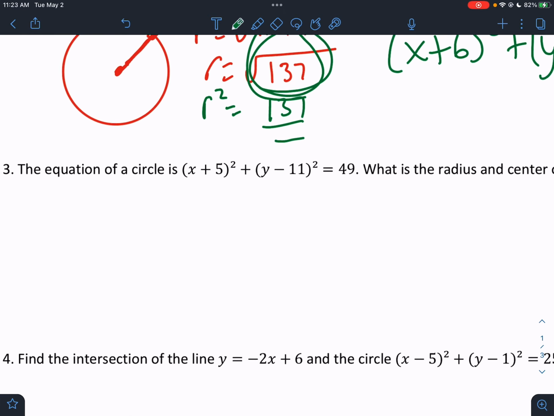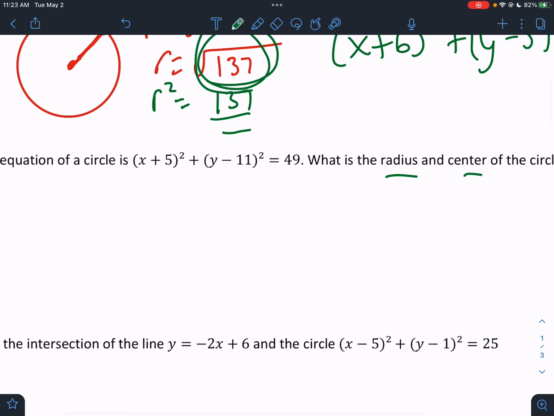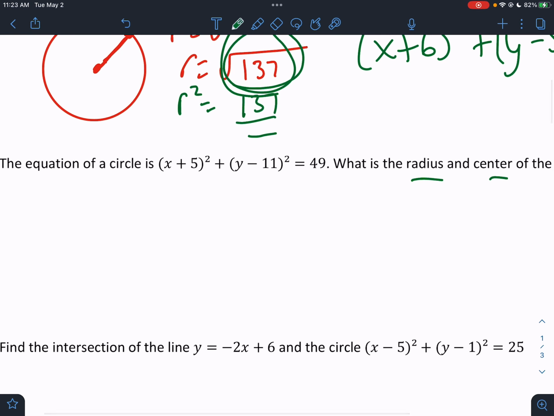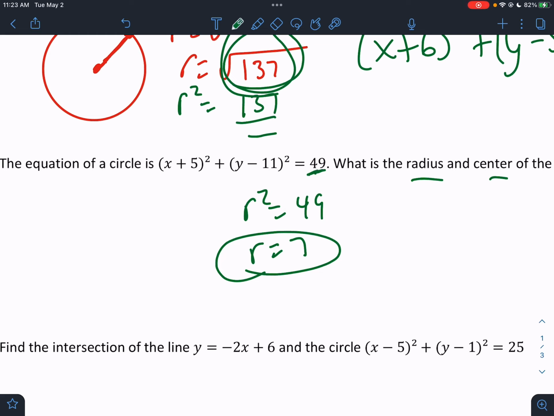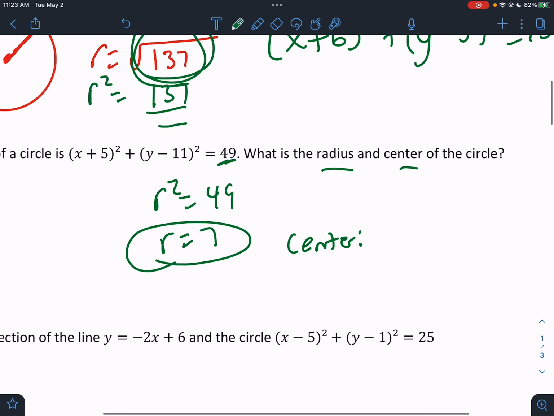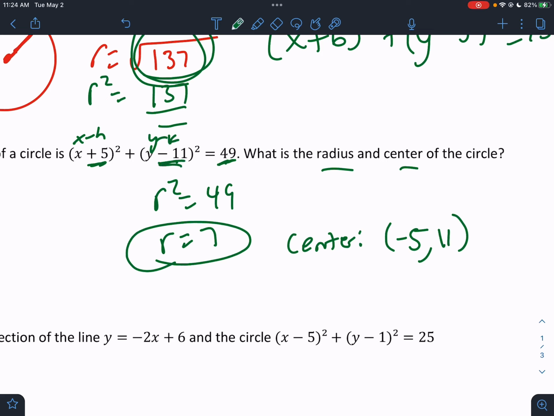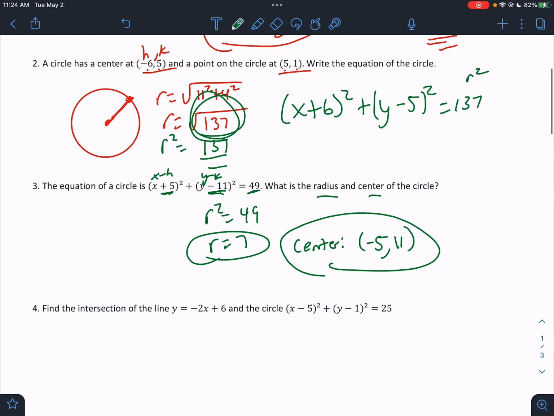Let's try another one. Here they gave us the equation, and they're asking for the radius and the center. Well, the radius is going to be 7. If r squared, the spot is r squared, is 49, the radius is 7. The center is going to be, we know that this is x minus h, so negative h equals 5. So h equals negative 5. This is y minus k. We know that negative k equals negative 11, so positive k equals positive 11. So there's the radius and center of that circle.